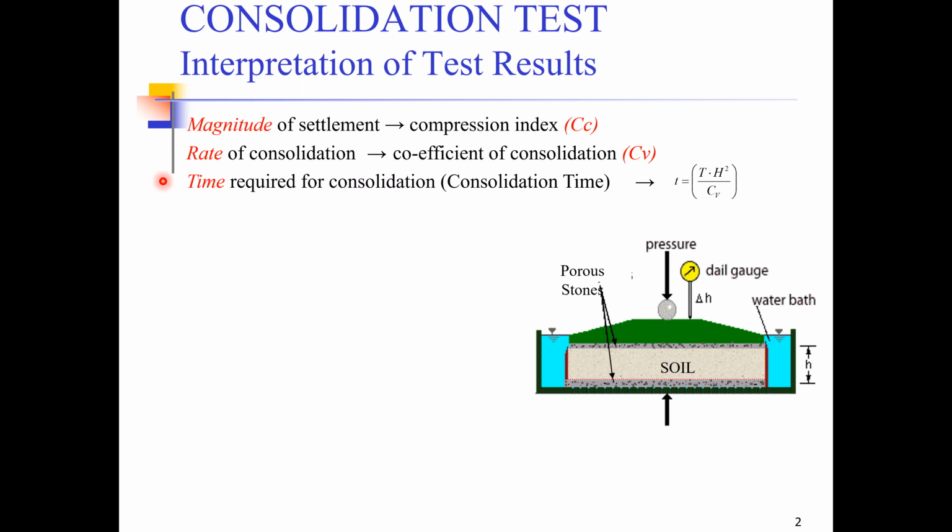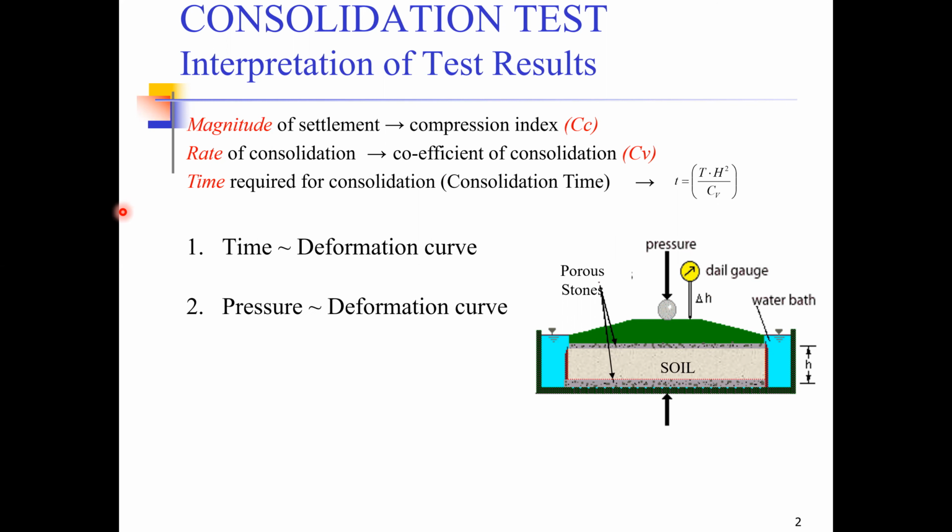In the last class, we also discussed that while performing the consolidation test, there are three main observations that we take. We take the observation of the load or the pressure, the dial gauge reading, and third is the time. By using these three observations, we generally plot two types of graphs. One is the time versus deformation curve, and second is the pressure versus deformation curve.